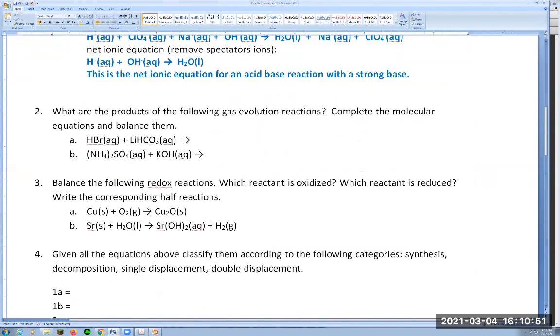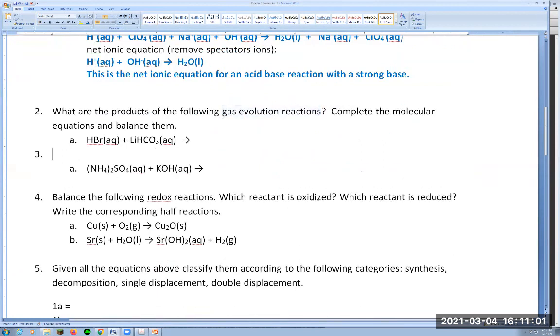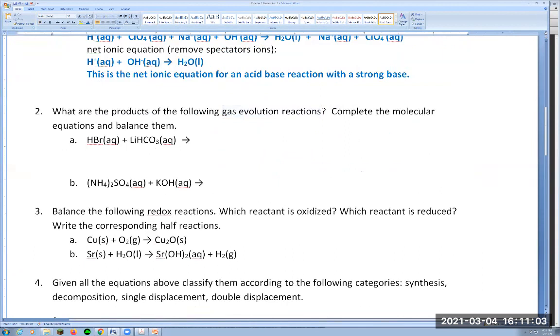So what are the products? Question 2: what are the products of the following gas evolution reaction? Complete the molecular equation and balance them. Let's focus on this one: HBr aqueous plus LiHCO3 aqueous. So that's 2 aqueous solutions, so it fits the pattern for a gas evolution reaction.